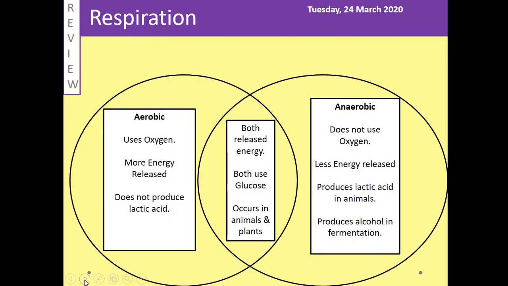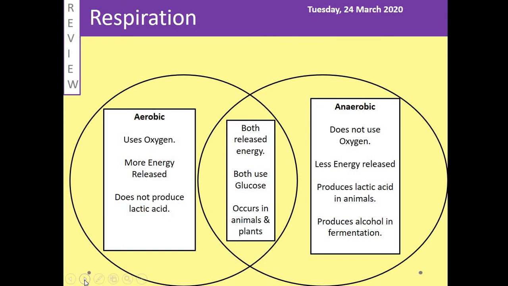So there we have it. Just to finish things off, we know that aerobic respiration uses oxygen. More energy is released in that currency form of ATP, 36 ATP molecules, and it does not produce lactic acid, that nasty byproduct that gives us the stitch. Both release energy, both use glucose, both break down glucose to release energy, and occur in animals and plants. Really important that we remember that.